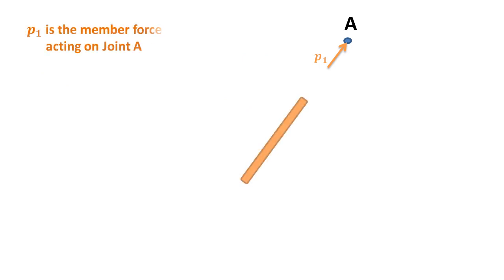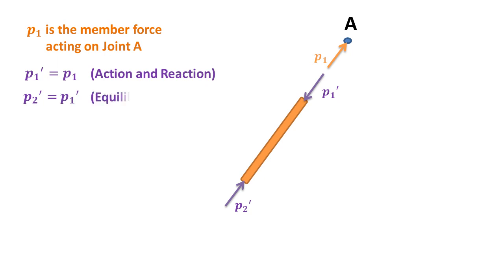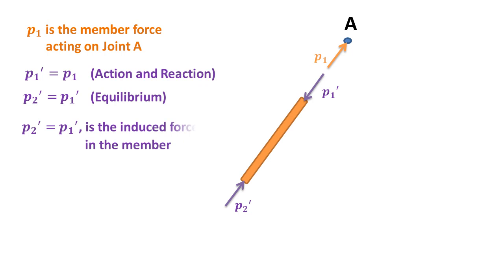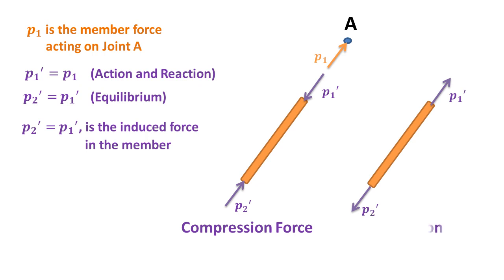After we find P1, it is called the member force acting on joint A from the member. By Newton's law, action equals reaction, we know P1' is equal to P1. Member P is in equilibrium too. Therefore, P2' is also equal to P1'. And it is called induced force in the member. When the forces are pointing to the center of the member, it is called compression force. While the forces are pointing away from the center, it is called tension force.